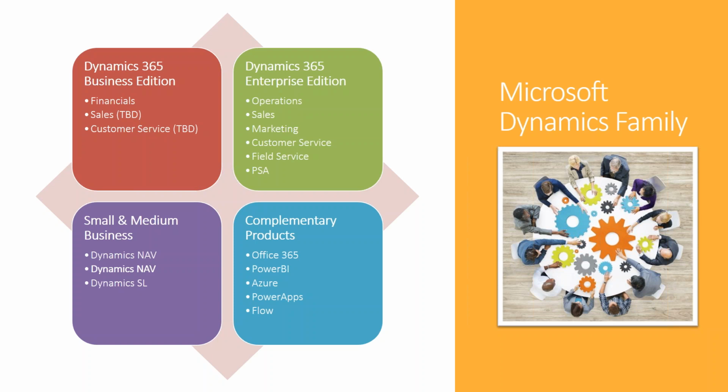There's also a lot of complementary products that work with all of these. Office 365, which I'll show you a little bit of today, as well as Power BI. The Azure hosting service, Power Apps and Flow are also worth checking out. But back to Dynamics NAV. By small and medium businesses, we mean companies usually in that 10 to 20 million range, all the way up to 500 million or even $1 billion in revenue. So, medium gets pretty big.